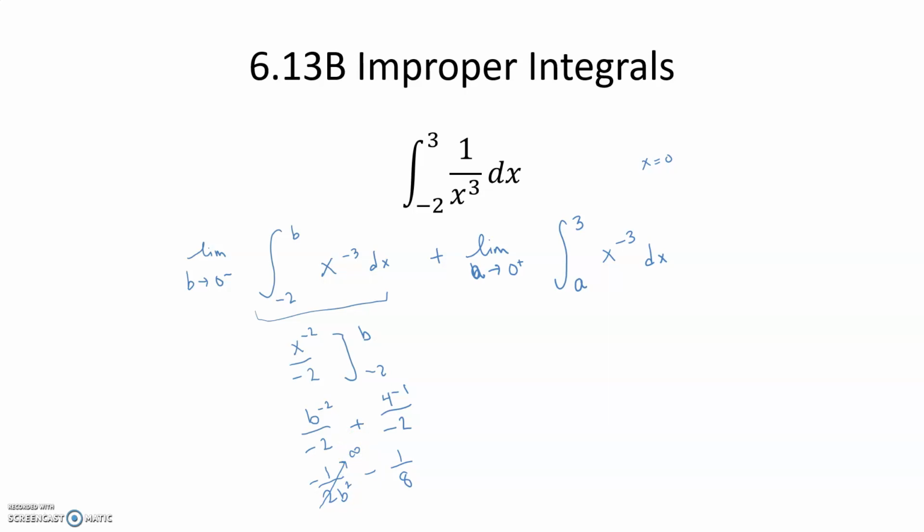And so this integral, and we don't even have to look at the other half, this integral diverges because we ran into an infinity as we were looking at our limits. So an improper integral will diverge if either piece of it diverges. So we're done there.